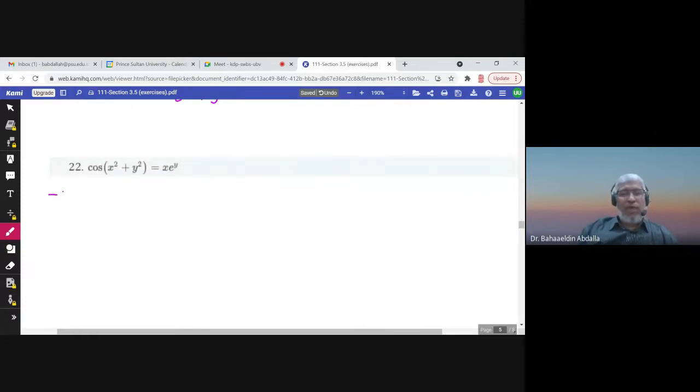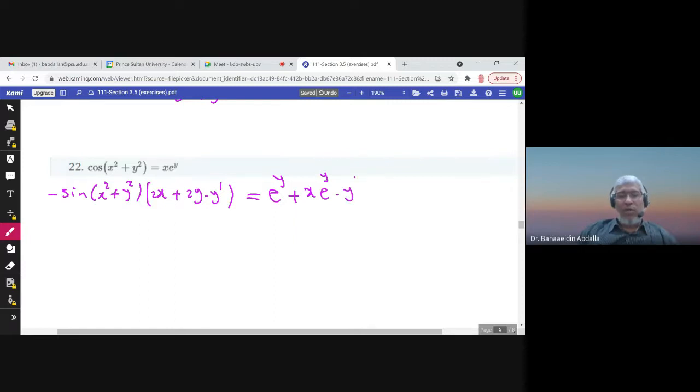Derivative of cosine is negative sine. And now with the derivative of the inner function. Derivative of x squared is 2x, derivative of y squared is 2y times y prime. This is also products derivative, or it is the first product in this question. Derivative of x is 1, x times the derivative of e to the power y, which is e to the power y times y prime.